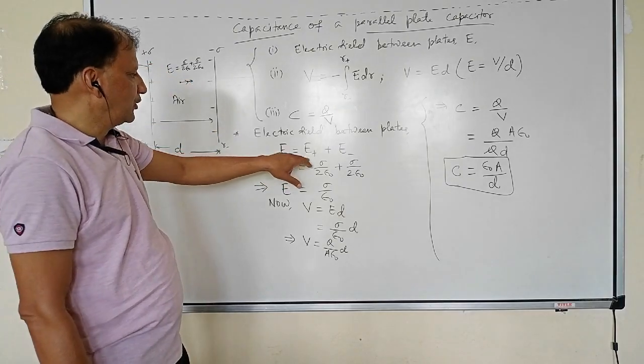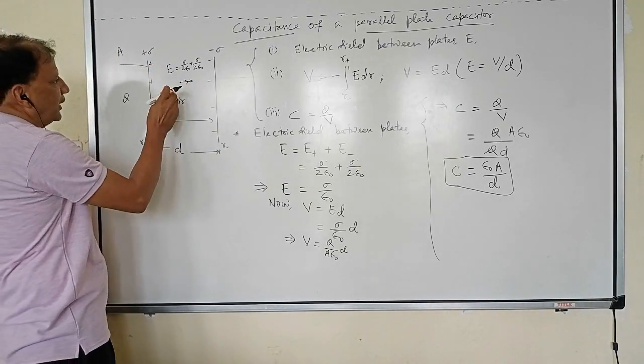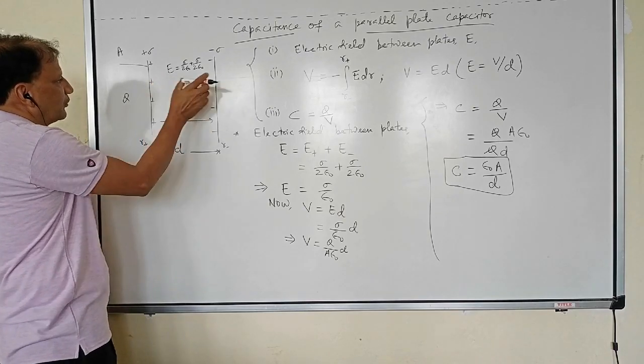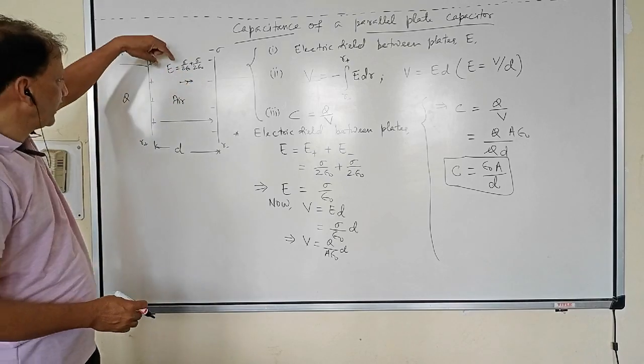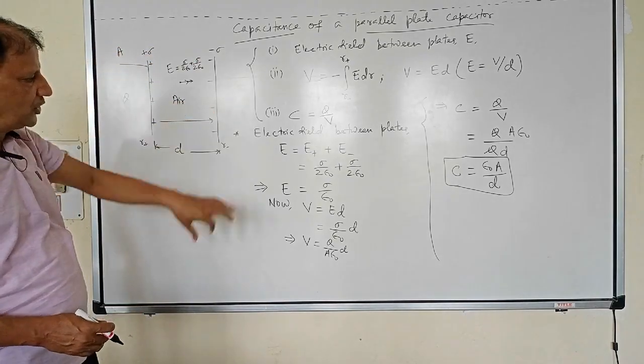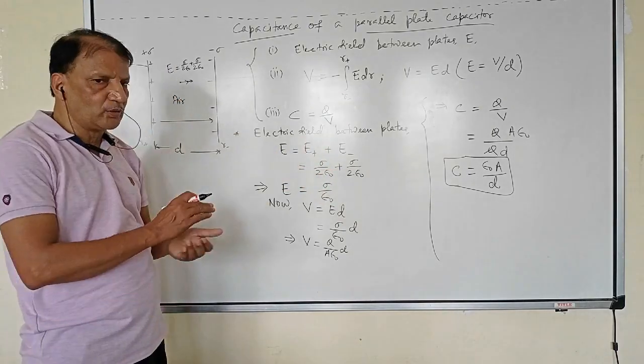E. This will be equal to E plus E minus. Because due to this positive charge, electric field will be in this direction, away from this. Due to negative, it will be towards it. So direction same है. So net electric field will be sum total of these two. E plus is sigma by 2 epsilon naught. E minus is also sigma by 2 epsilon naught.